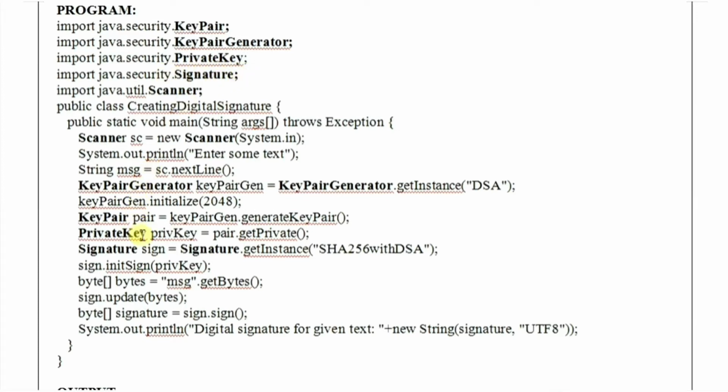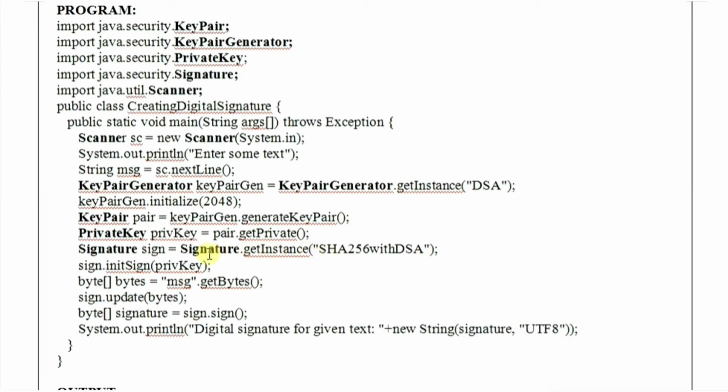So before you use the Java Signature class, you must create a Signature instance. You create a Signature instance by calling the static getInstance method. So this will create a Java Signature instance. The string passed as a parameter to the getInstance method is the name of the digital signature algorithm to use.